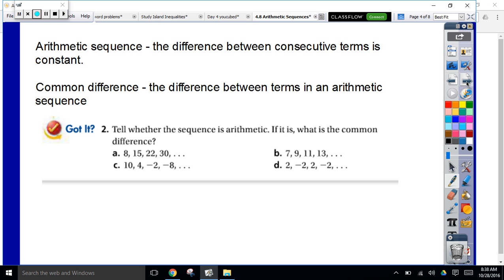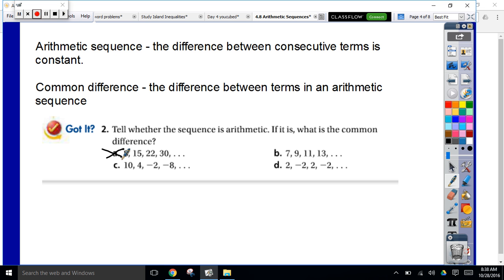Okay, so now in this set, we're going to tell whether the sequence is an arithmetic sequence, and if it is, what is the common difference? So let's do these as we go. We're just looking to see if they go up by the same amount. Colin, what do you think? Is this one an arithmetic sequence? Yes? Okay, what's the common difference? Never mind, it's not. Why not? It doesn't go up by the same amount. Right, it goes up by 7, 7, and then 8. So this one is not an arithmetic sequence.